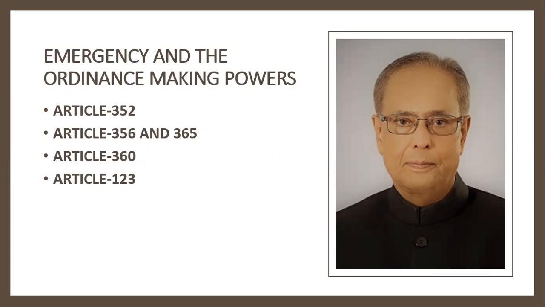In the case of Article 356 and 365, it is called the President's rule. The President's rule is applied in a particular region due to failure of the constitutional machinery. The President's rule is an emergency due to the failure of the constitutional machinery in a state.